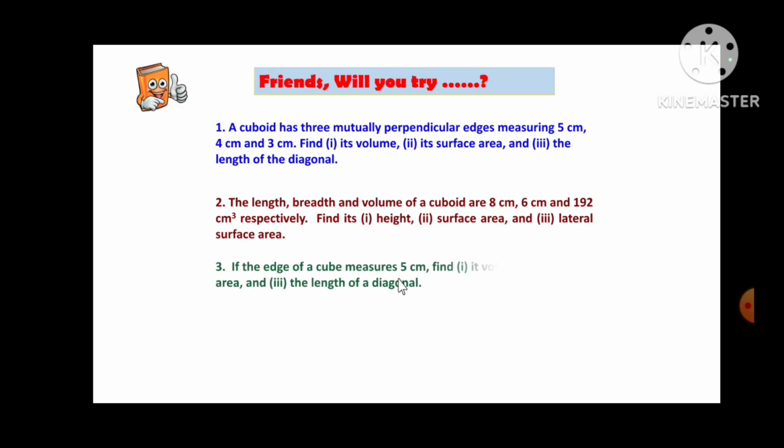If the edge of a cube measures 5 cm, find its volume, its surface area, and the length of the diagonal. If the surface area of a cube is 96 cm square, find its volume. So these 4 problems you try at home and practice.